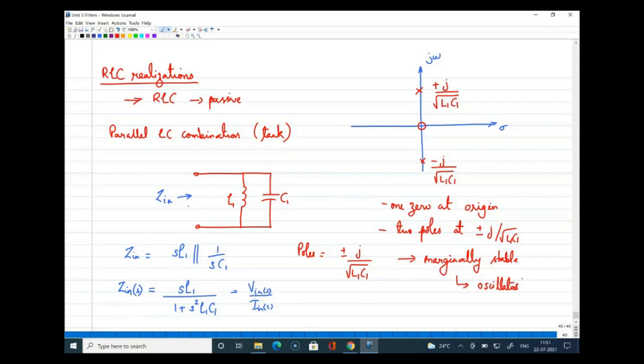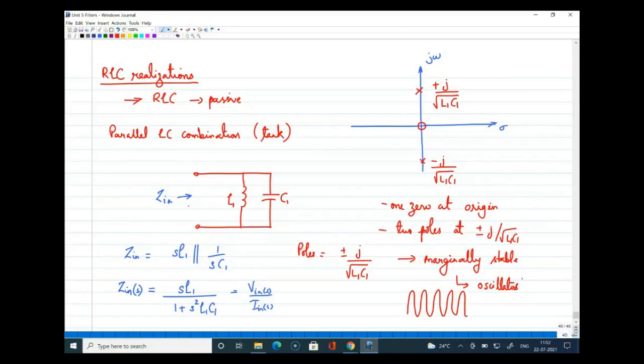So if you have an LC circuit in parallel, definitely that will give you marginally stable behavior, or you'll actually get oscillation. Marginally stable means your time domain response will be looking like this, right? This is the response, but that is ideal. So if you want to do a study on this, let me just continue.